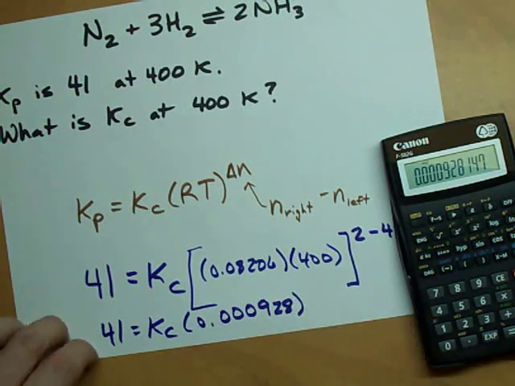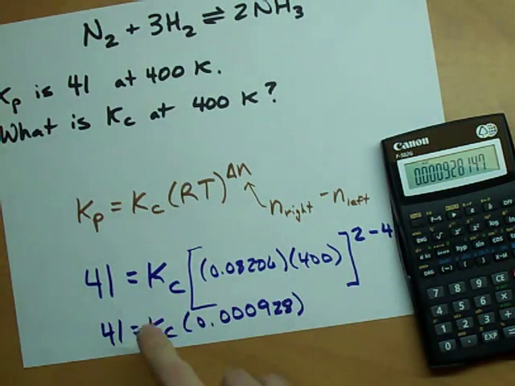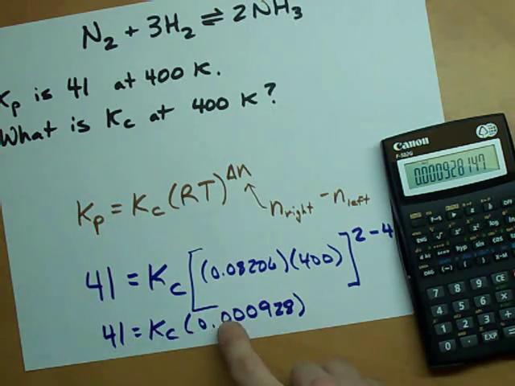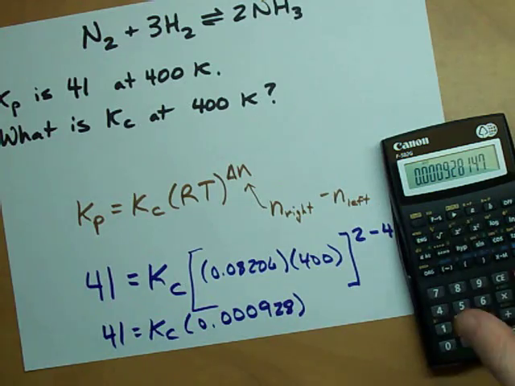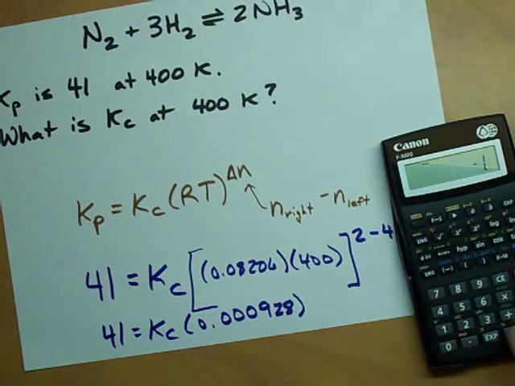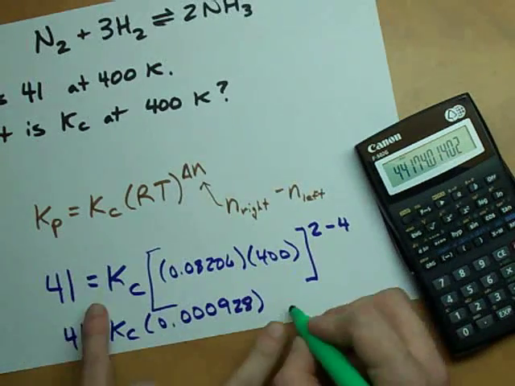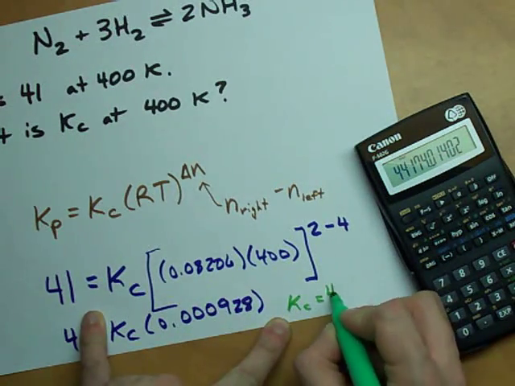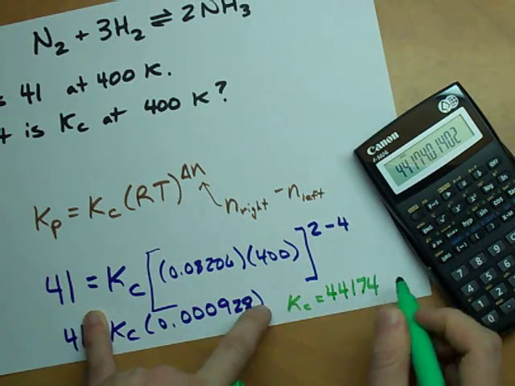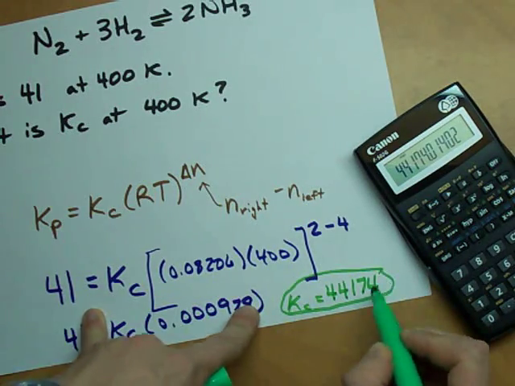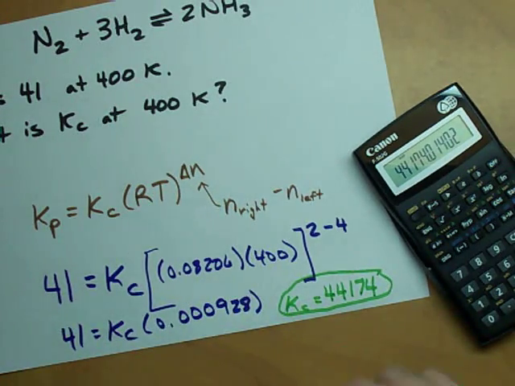0.000928. The way to solve for Kc is simply to divide both sides by 0.000928. And when I do that, I get 44174, or 44,000. In this case, the answer may be given as 4.4 times 10 to the power of 4. In any case, Kp and Kc are mathematically related.